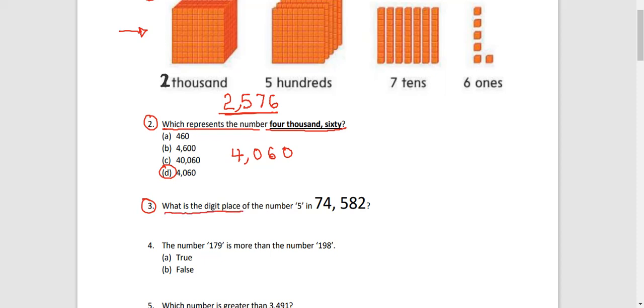Question 3. What is the digit place of the number 5 in 74,582? So the digit 5 is in the hundreds place.